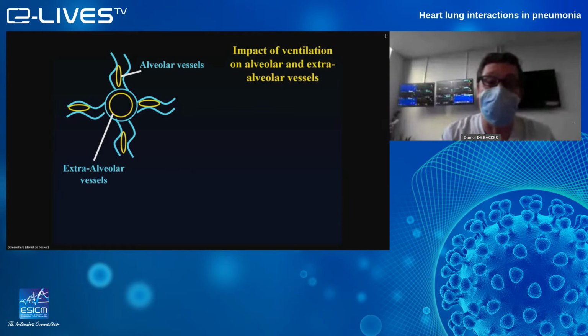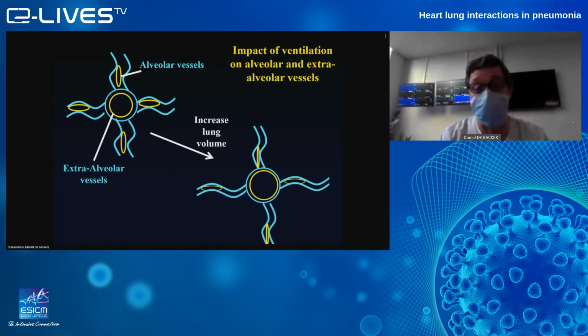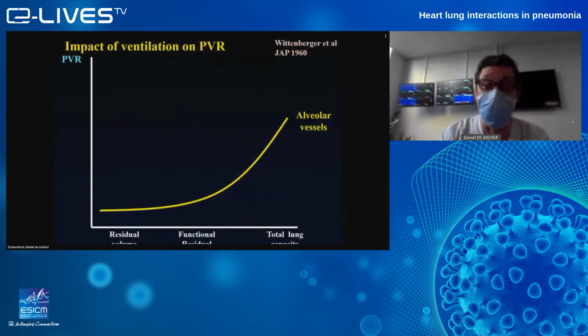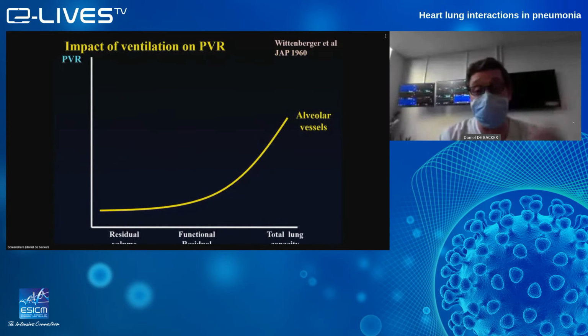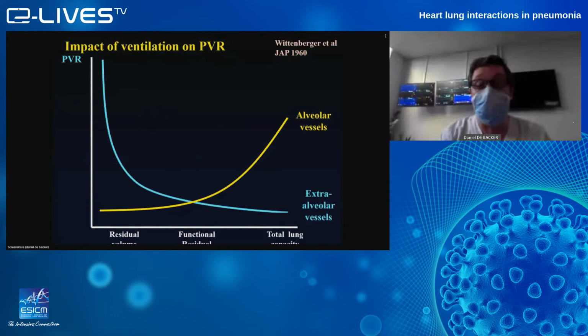What we know is that we have some alveolar vessels, and we also have extra-alveolar vessels. During tidal ventilation, there is an increase in the lung volume, and this will squeeze the alveolar vessels and, on the other hand, distend somewhat the extra-alveolar vessels. So if we look at the impact on vascular resistance, for the alveolar vessels there is a progressive increase in resistance because these vessels will be squeezed during the increase in tidal volume. On the other hand, the extra-alveolar vessels will be dilating, so there will be a decrease in their resistance.